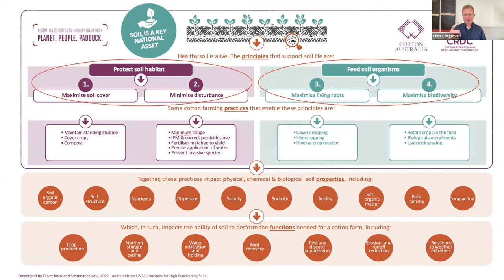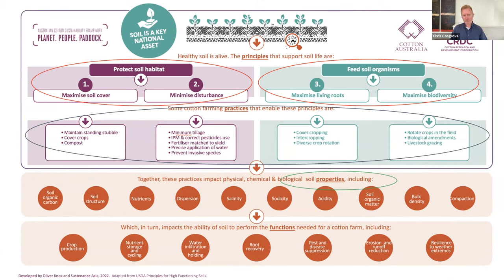So we talk about focusing on the principle that soil is alive. So what does life need? It needs food and shelter. So there are a couple of key principles you can follow to protect soil health, whether it's a cropping enterprise or a grazing enterprise or anything else. There are a number of practices you can take in line with those two principles. These relate to cropping, but obviously it can be changed easily to other sectors. Those practices support soil properties, and those properties support soil functions. It would be very easy for any of you to rip off the cotton logos, stick your own logo on it, and use this messaging to have that consistent message out to your audiences as well.